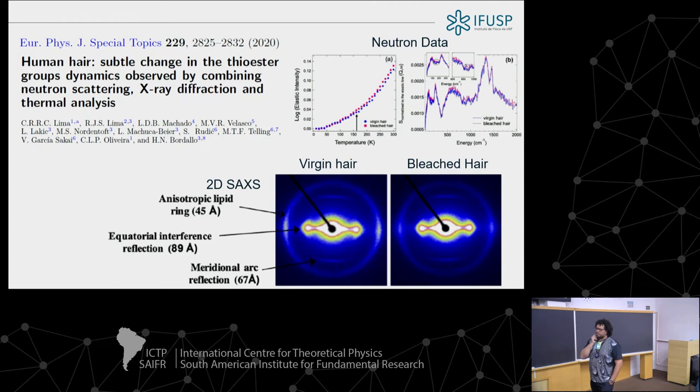We have some articles published on it here. We combined X-rays, neutron, and several other types of methods to understand some features of the inner structure of the hair when you heat it up. And here shows some typical 2D SAXS images that we collected in our equipment. As you can see, the images are very rich, so it is not so easy to understand what is going on, but we are working on it.